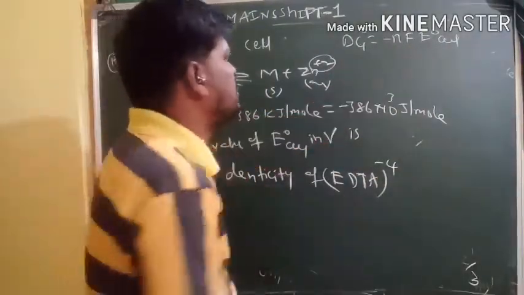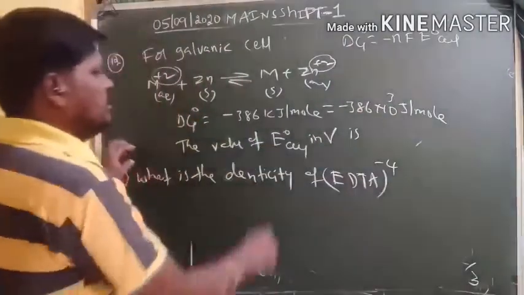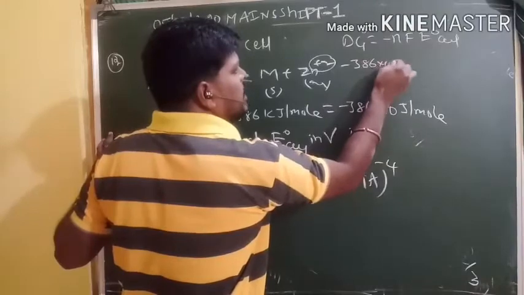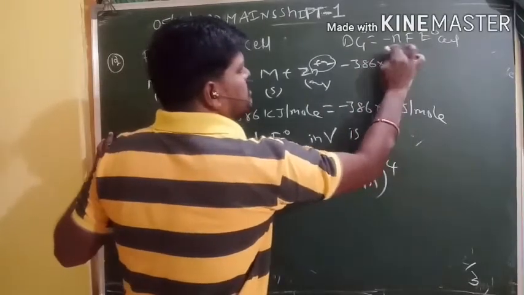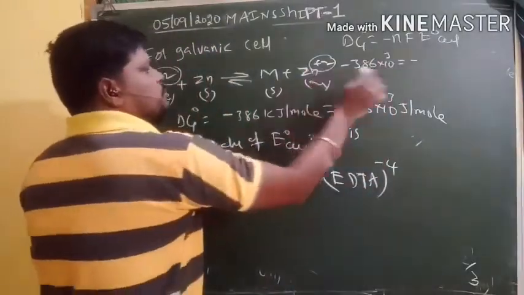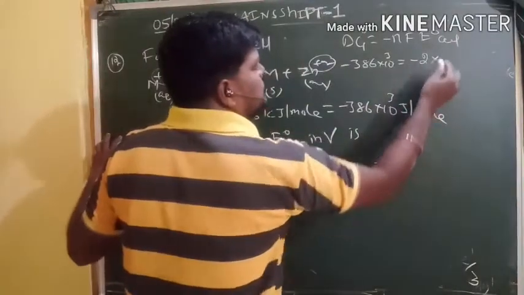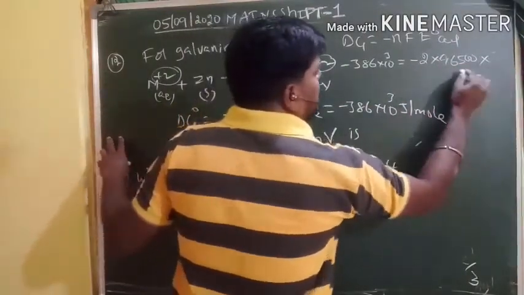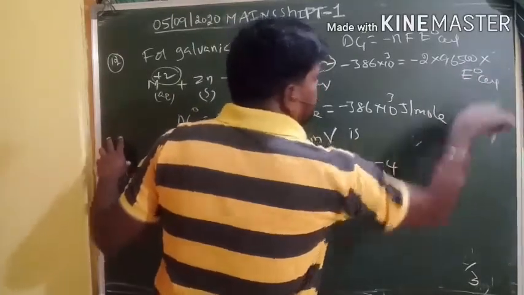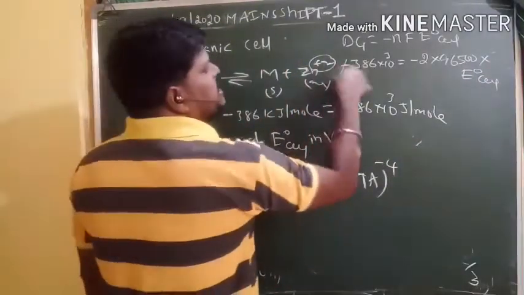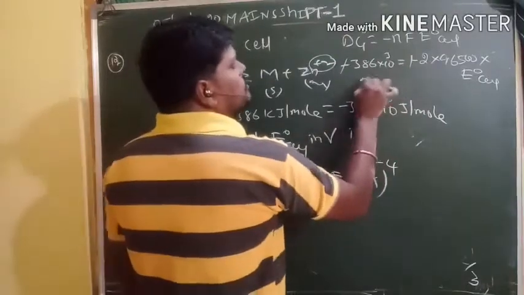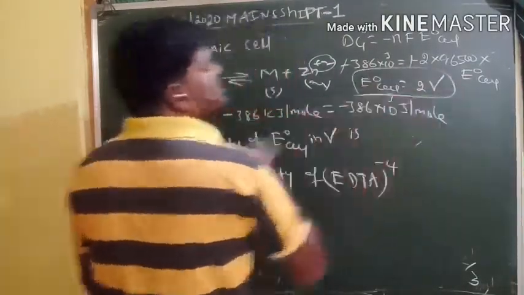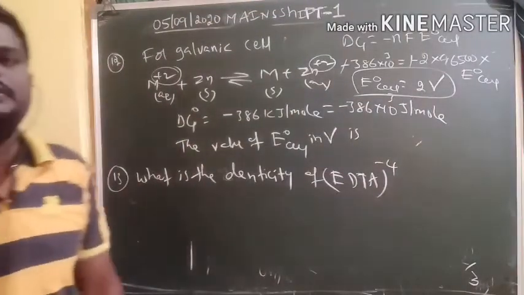We need to find E naught cell, sir. What is the value of delta G naught? Minus 386 into 10 power 3. N means number of electrons, here 2. Change net electrons to Faraday, 96,500 coulombs. We need to find E naught cell. So here minus minus get cancelled, sir. After working it out, E naught cell is equal to 2 volts. So the answer is 2 volts here, right?